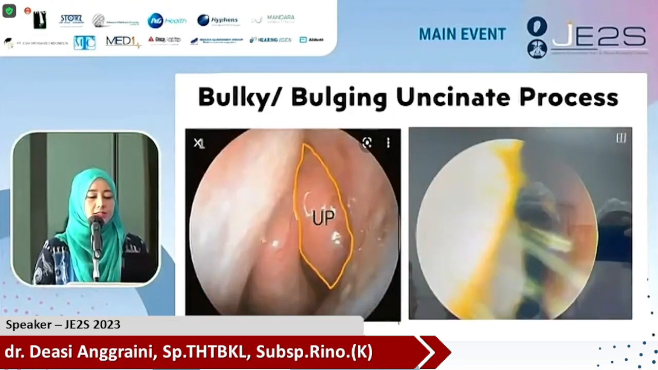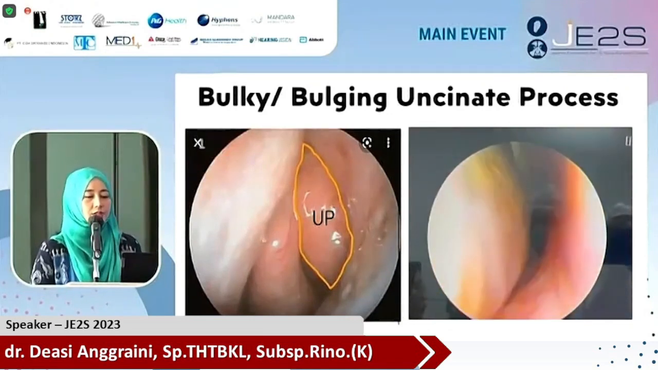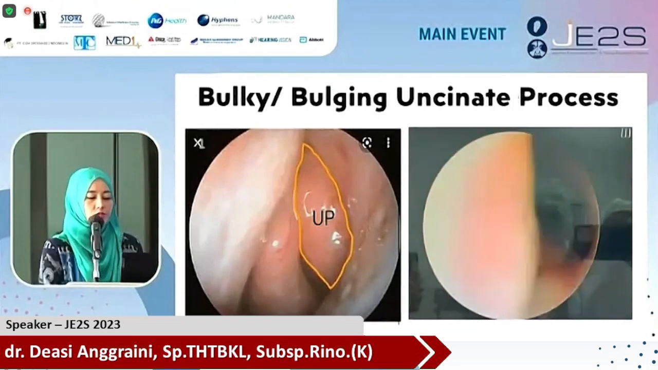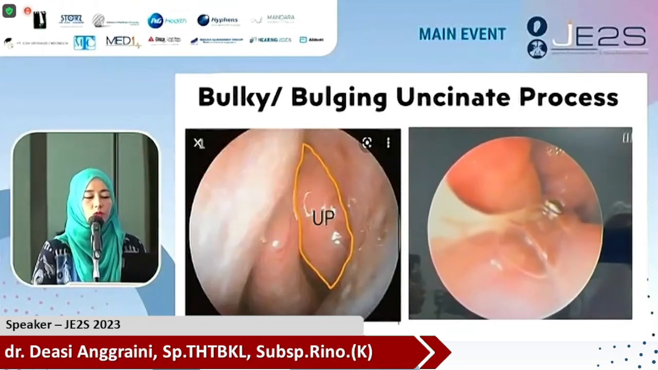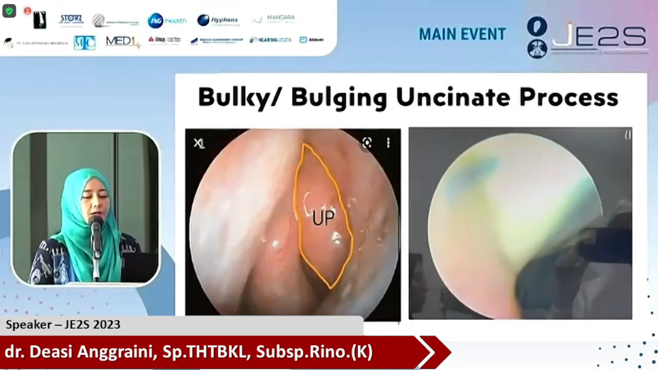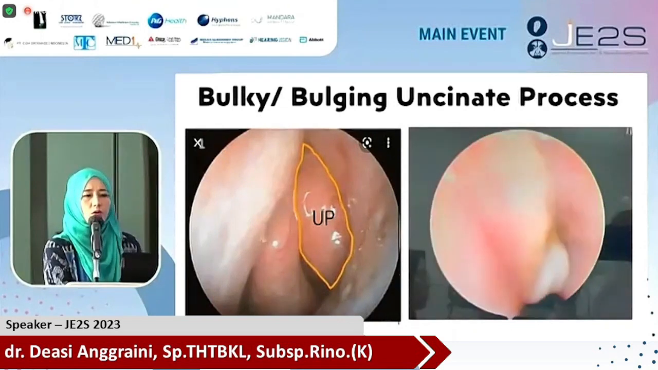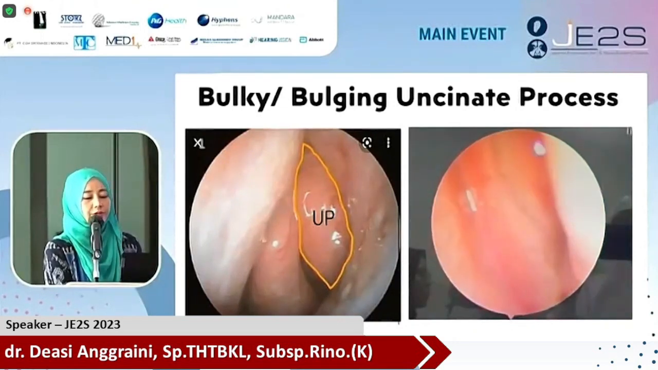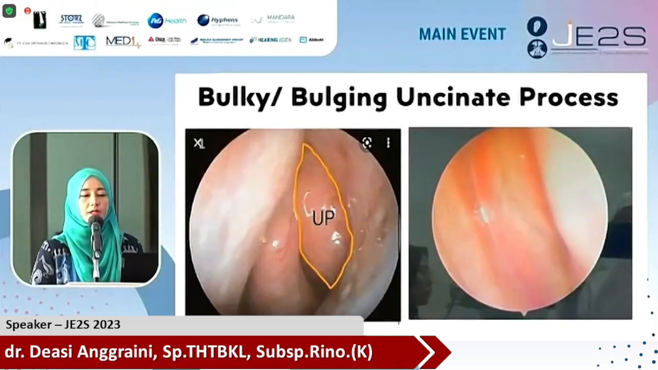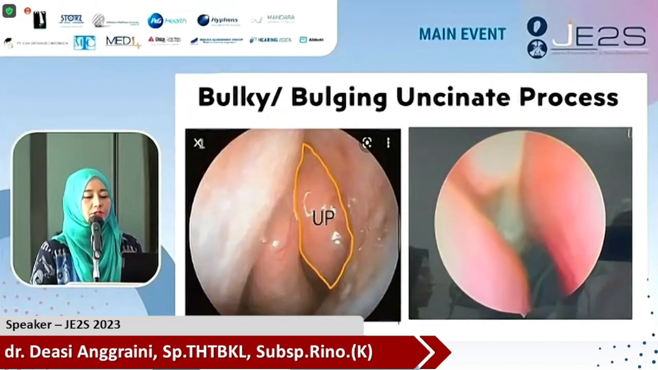But in some cases of odontogenic rhinosinusitis, there is a bulky or bulging uncinate process. This is one of my patients with foul odor, bad smelling secretion, postnasal drip, and we can see there is a bulging of the uncinate process. According to my experience and also the literature, a bulging or bulky uncinate process is a predictor that the patient might not respond to medical treatment, and we can perform the surgery.